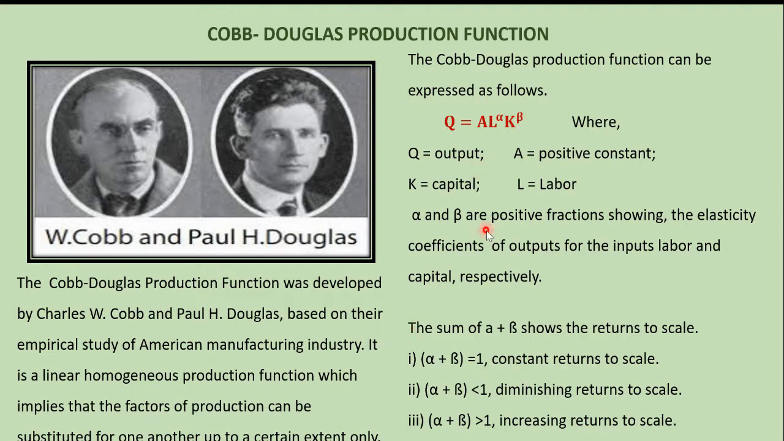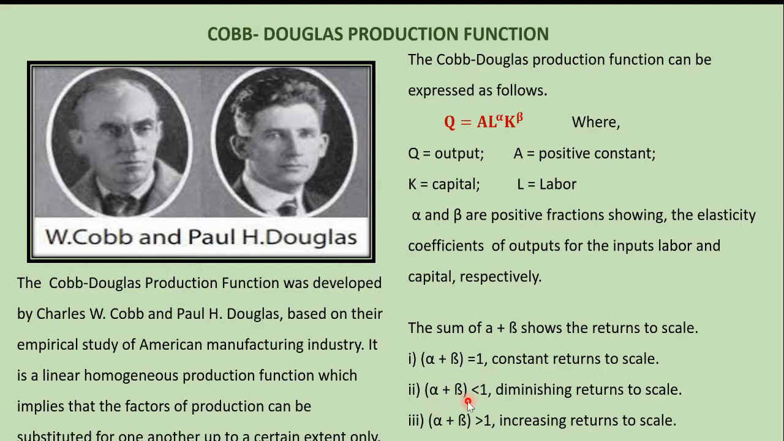The conclusion which Cobb and Douglas gave with the help of this equation was: if the sum of alpha and beta is equal to 1, that means constant returns to scale. If the combination of alpha and beta is equal to 1, then you will get constant returns to scale.